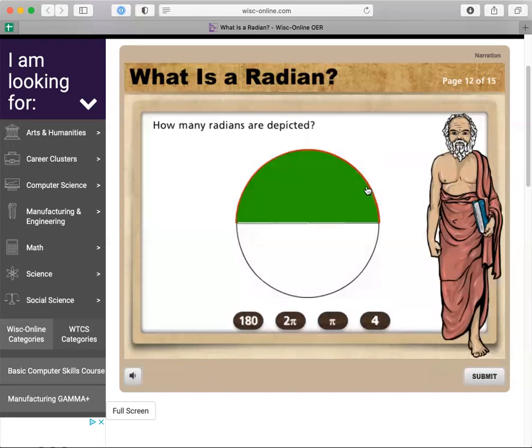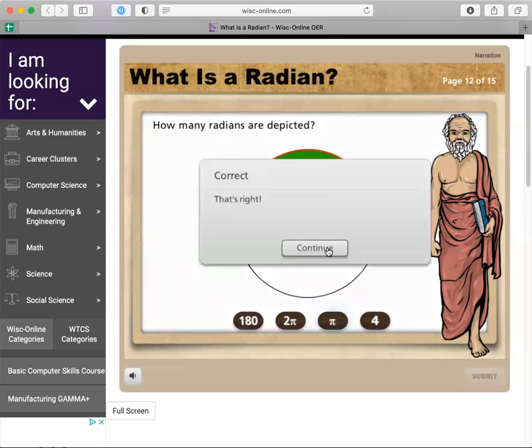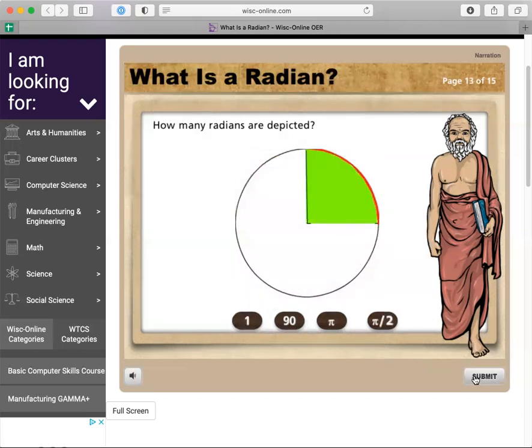So this problem says how many radians are depicted. We can see here we're going halfway around the circle. We know if we went all the way around the circle, that would be 2 pi radians. So halfway around the circle would be half of 2 pi, or pi radians. So I'm going to select pi. 180 means that's how many degrees there are represented, not how many radians. Okay, let's try the next problem.